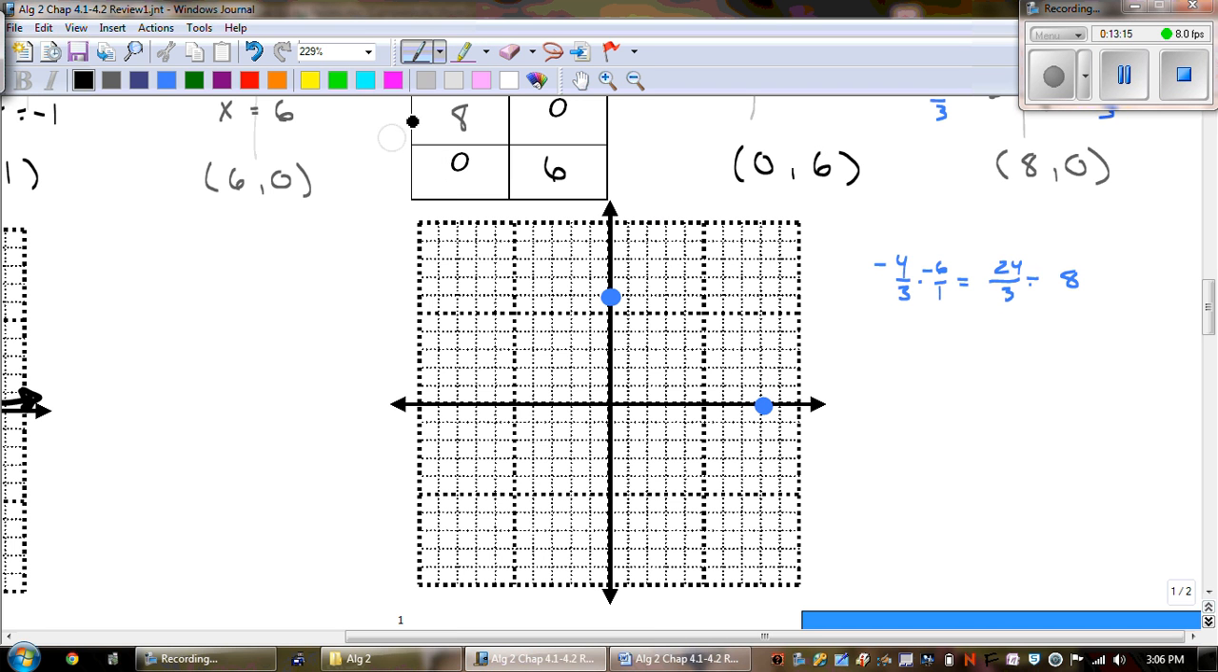Now the only thing that's missing is drawing my straight line. I'm getting my ruler ready right now, lining up the 2 points, and then making sure that that line goes through both points, the entire length of the graph, and then adding my arrows.